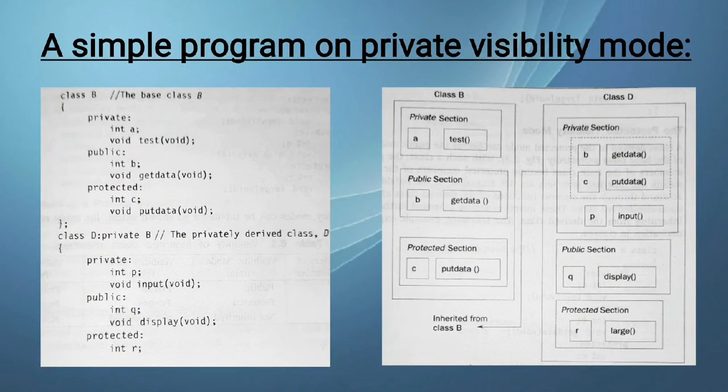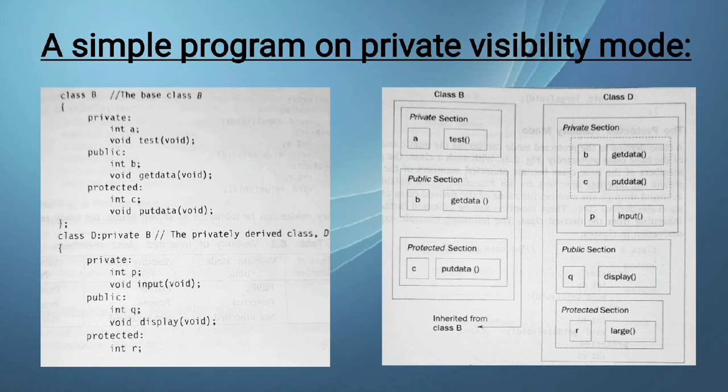Here is a simple program on private visibility mode. On the left side, I have attached a short program. Here you have two classes. One is class B, which is the base class, and the other one is class D, which is the derived class.